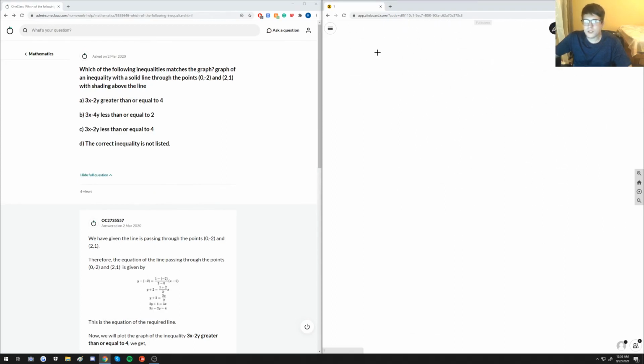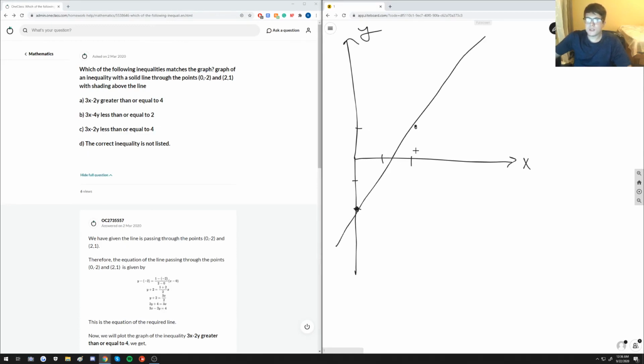We are looking at inequalities of a graph with a solid line through the points 0, -2. So let's draw our coordinate plane. Here we have x, and here we have y, and the point 0, -2 can be found down here, and the point 2, 1 can be found over here. And we can draw a line that passes through both of these points. It says that the inequality has a solid line through the points with shading above. So let's put some shading here, and the line is solid.